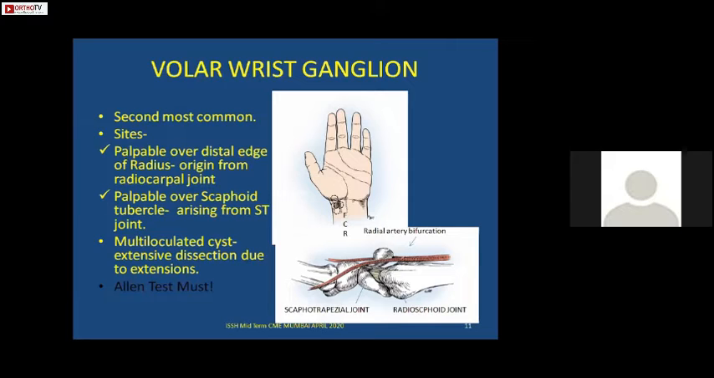Coming to the second most common site, volar wrist ganglion, the commonest sites being distal edge of the radius and scaphoid tubercle. It is usually multiloculated. Extensive dissection will be necessary due to extensions. And the critical point here is Allen test, to see the dominance of the vasculature in the hand, whether it's radial or ulnar. In the volar wrist ganglion, the commonest site is on the radial side, and you can see it here. The cyst is coming out of the radial artery bifurcation.